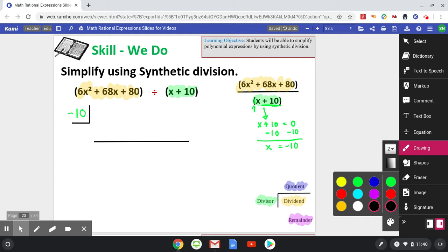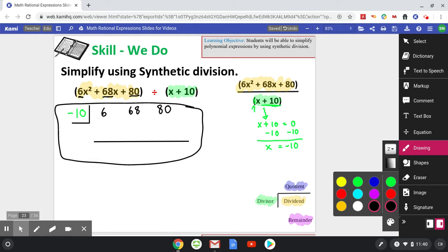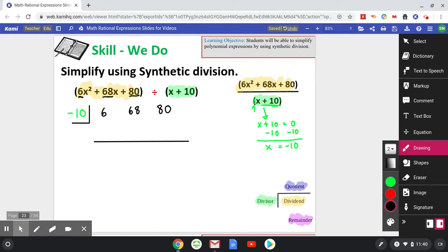After doing that, you will take everything in the dividend and write down only the coefficients: 6, 68, and 80. This would be the form that we will be using to solve it using synthetic division.